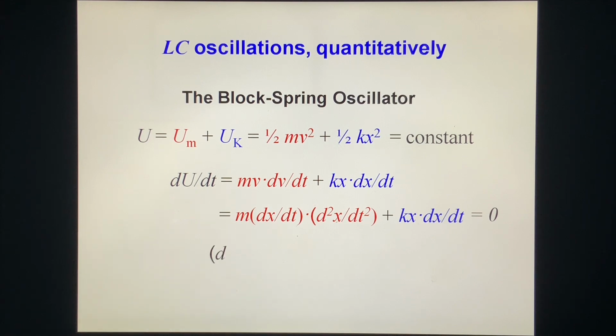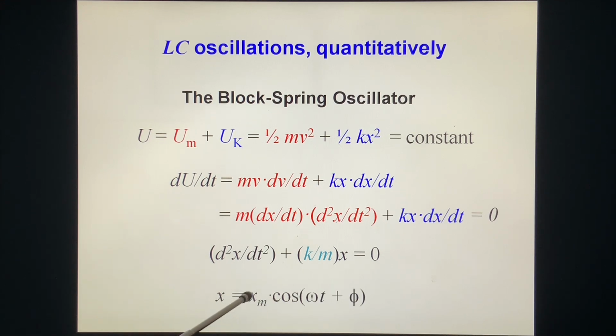So what we get is the second derivative of x with respect to time t plus kx over m equals 0. This is a second-order linear differential equation. We know omega squared equals k over m, and the answer is x equals x_m cosine of omega t plus phi. And x_m and phi depend on the initial conditions.